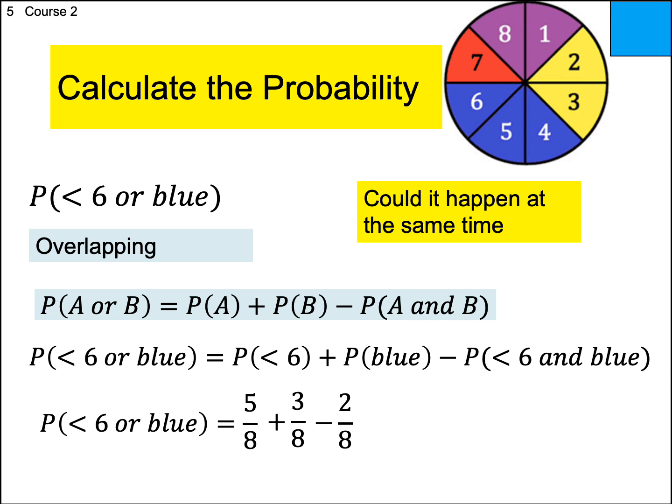Life is good. All right. 5 plus 3 is 8. Minus 2 is 6. 6/8, which reduces to 3/4. Hey, 75% chance of being less than 6 or blue. Got it? Yeah, good job.